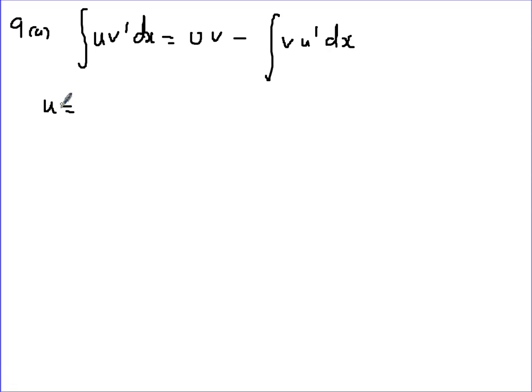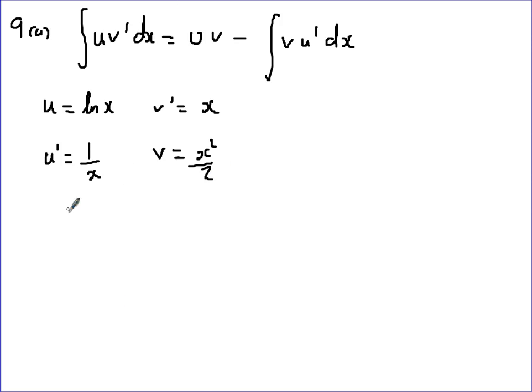u can be x or can be ln x, and our v' then can be one or the other. We decide which way we're going to go around with that. Now, because the u needs differentiating and v' needs integrating, personally I prefer to differentiate the ln x. I find that easier. So I'm going to put u equal to ln x and then v' equal to x. So differentiating that, u' becomes 1 over x. Integrating this, v becomes x squared over 2.